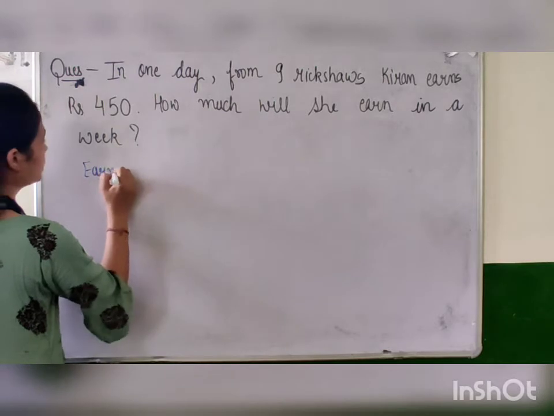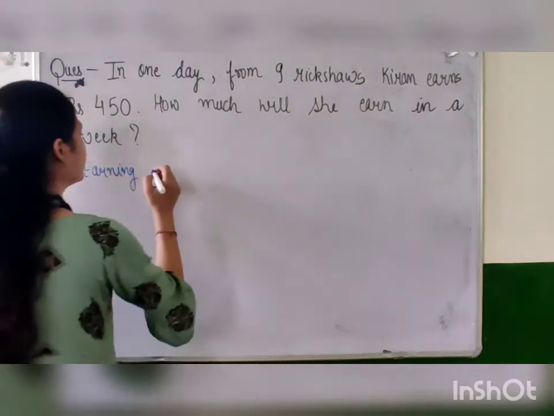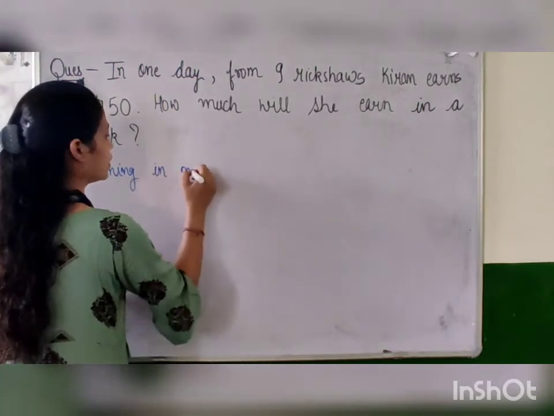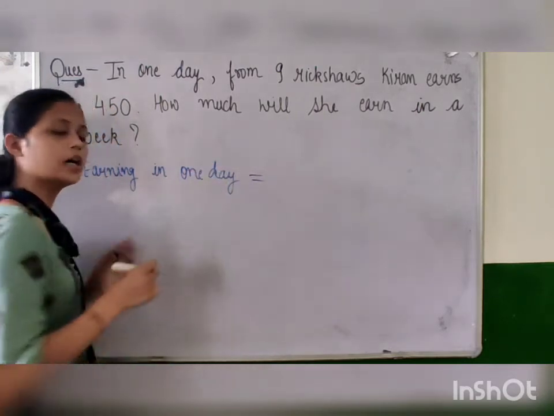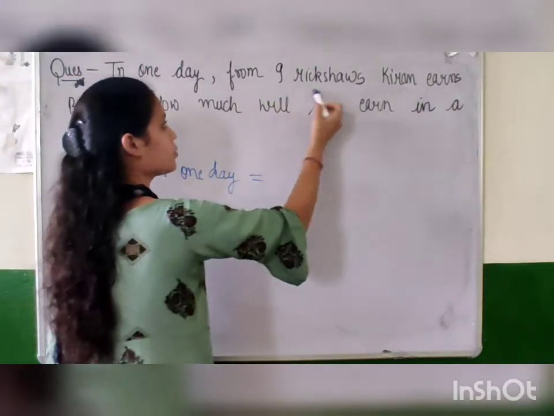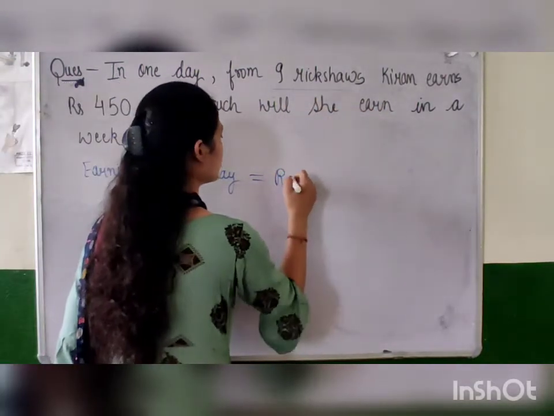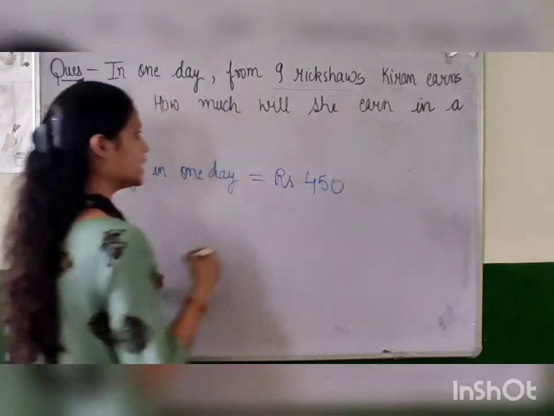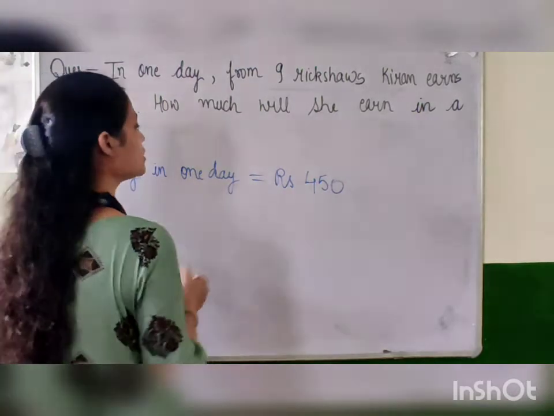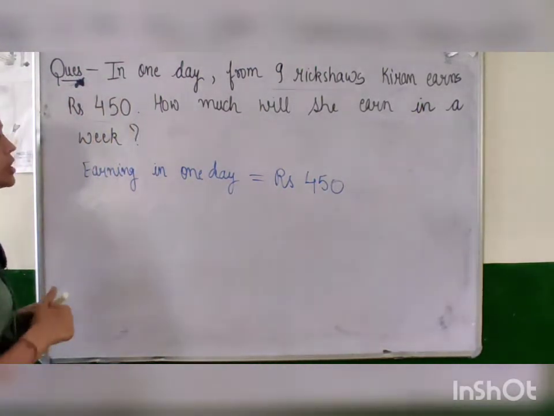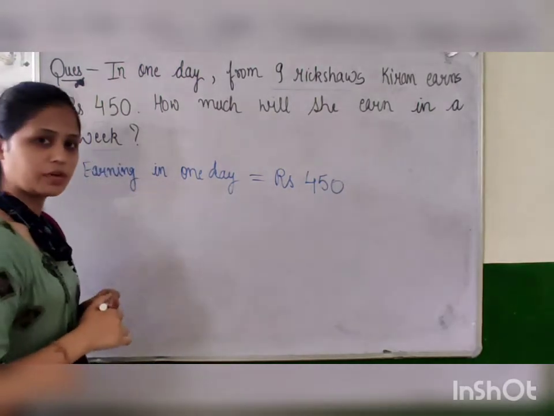Kiran's earning in 1 day. This is from 9 rickshaws. This is her earning in 1 day from 9 rickshaws, rupees 450. So in 1 day she is earning rupees 450 from 9 rickshaws. So how much will she earn in a week? We have to find out for a week.